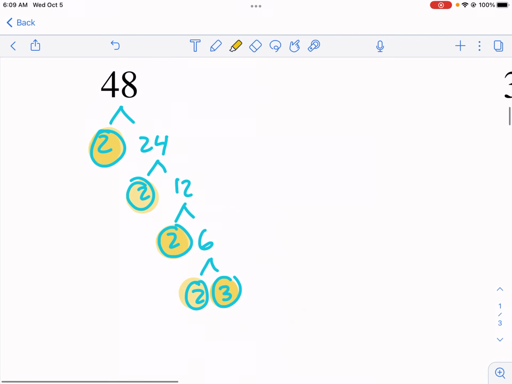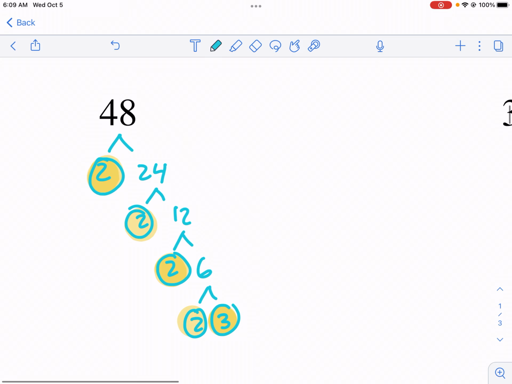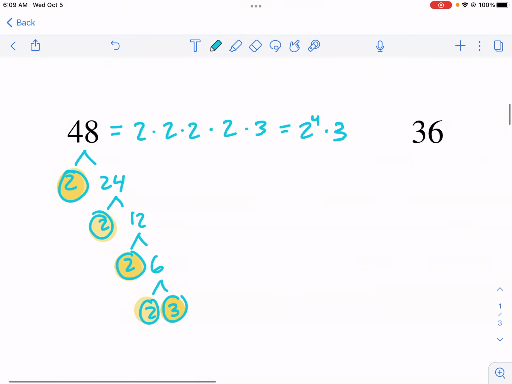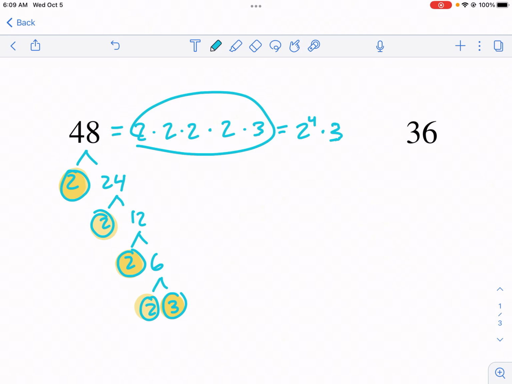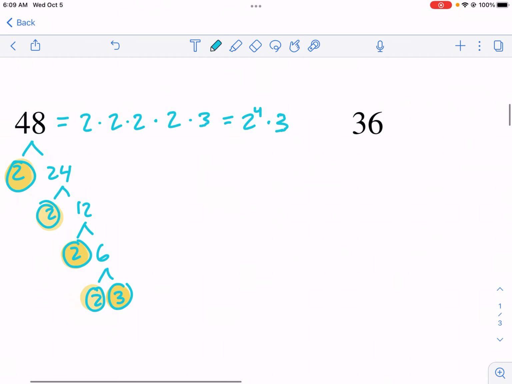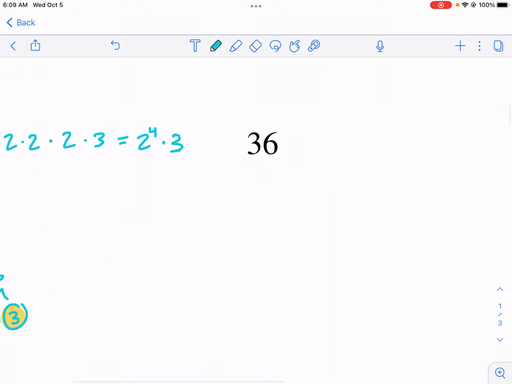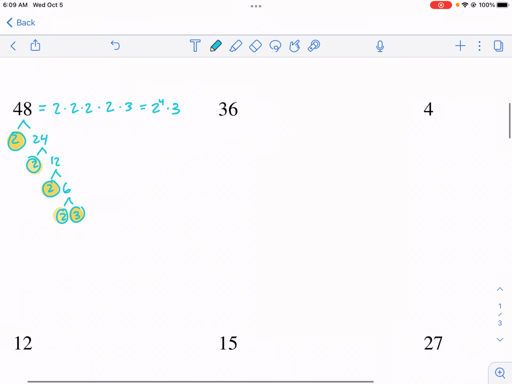I think that makes it a little bit more organized, and this way you're not going to forget any of your primes. So I have 2 times 2 times 2 times 2 times 3. We could rewrite this a little bit more simply as 2 to the 4th times 3. Again, if you're confused on the exponents, I have exponent videos too, but it's not drastically important for this exercise. The prime numbers are what's important, but 2 to the 4th power times 3 is a simpler way we can write it. Now, do you always have to divide by 2?